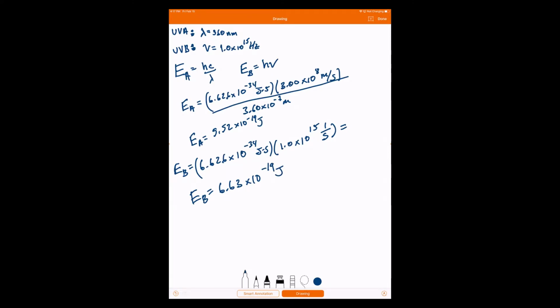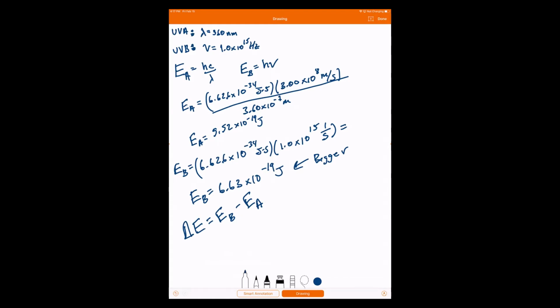Now the question asks me about the difference in energy. So it wants to know the delta energy. Delta energy is just the difference between the two: the energy of B minus the energy of A. Notice energy of B is bigger, and that's what we expect because the problem even said that UVB has a little bit more energy than UVA.